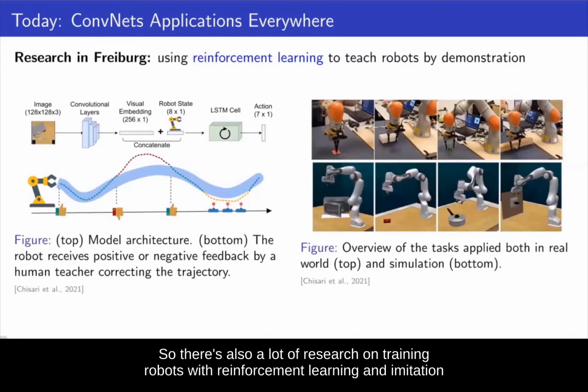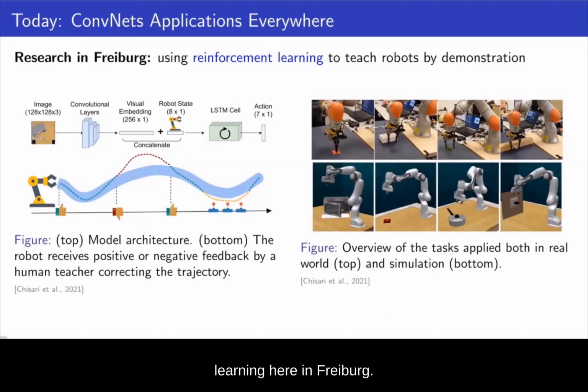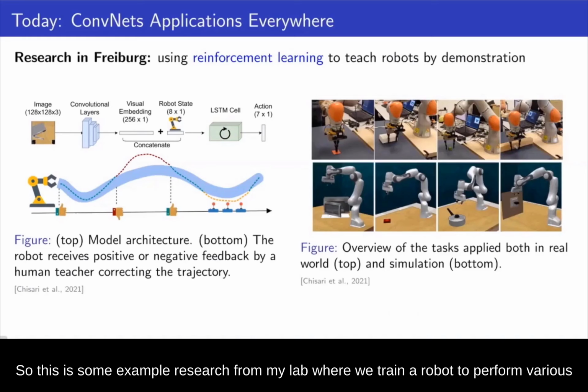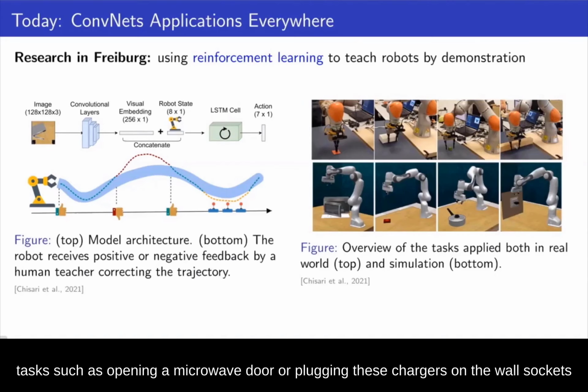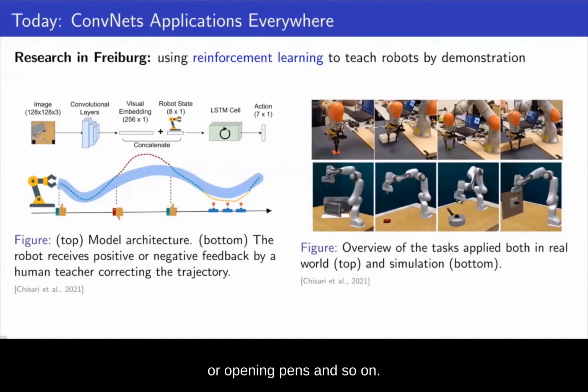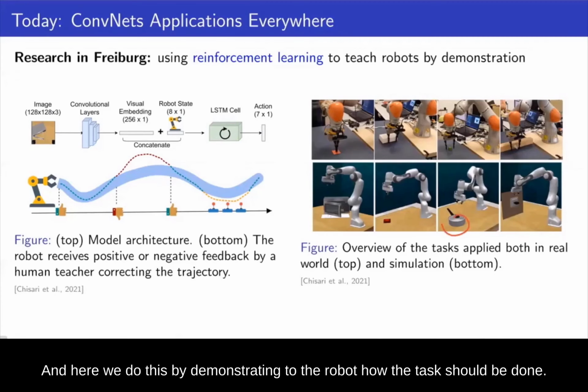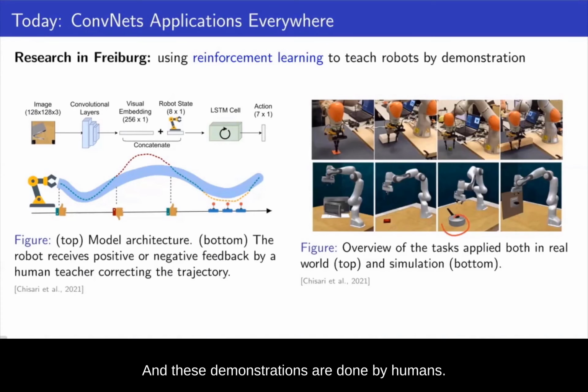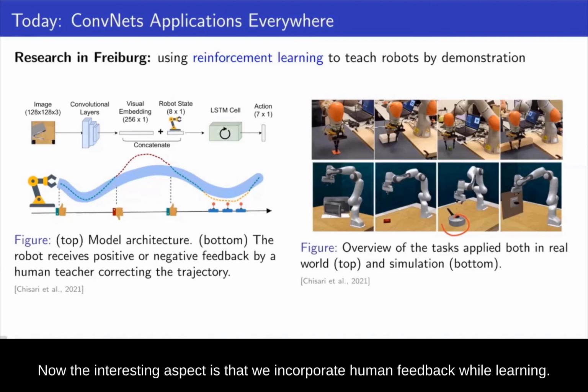So there's also a lot of research on training robots with reinforcement learning and imitation learning here in Freiburg. So this is some example research from my lab, where we train a robot to perform various tasks, such as opening a microwave door, or plugging these chargers on the wall sockets, or opening pans, and so on. And here we do this by demonstrating to the robot how the task should be done, and these demonstrations are done by humans.